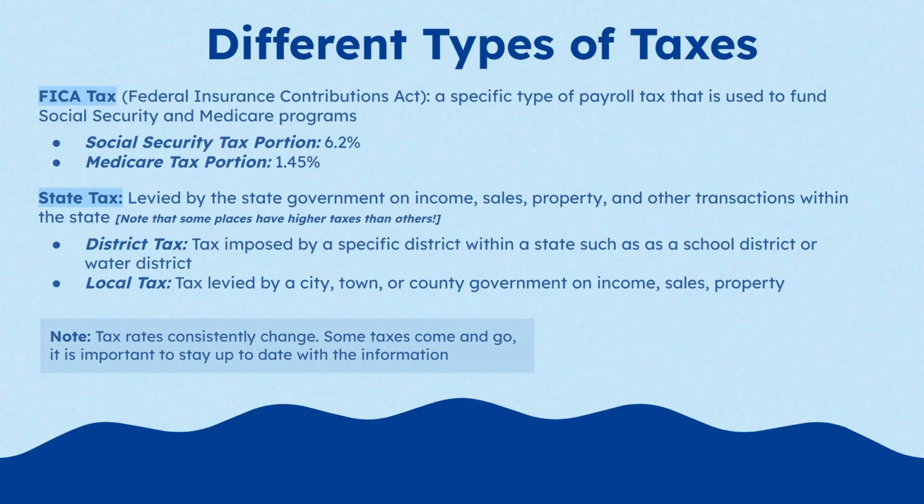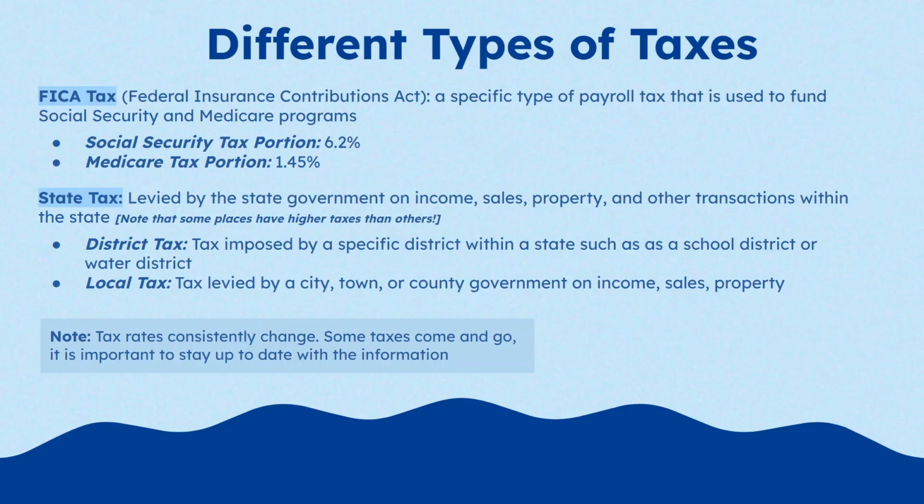1.45%. And there's also state tax, right, which is levied by the state government on different types of transactions within the state. So some states have higher taxes than others. There can also be a district tax imposed on a specific district within a state, such as a school district or a water district. So common examples include places in Pennsylvania or Ohio, etc.